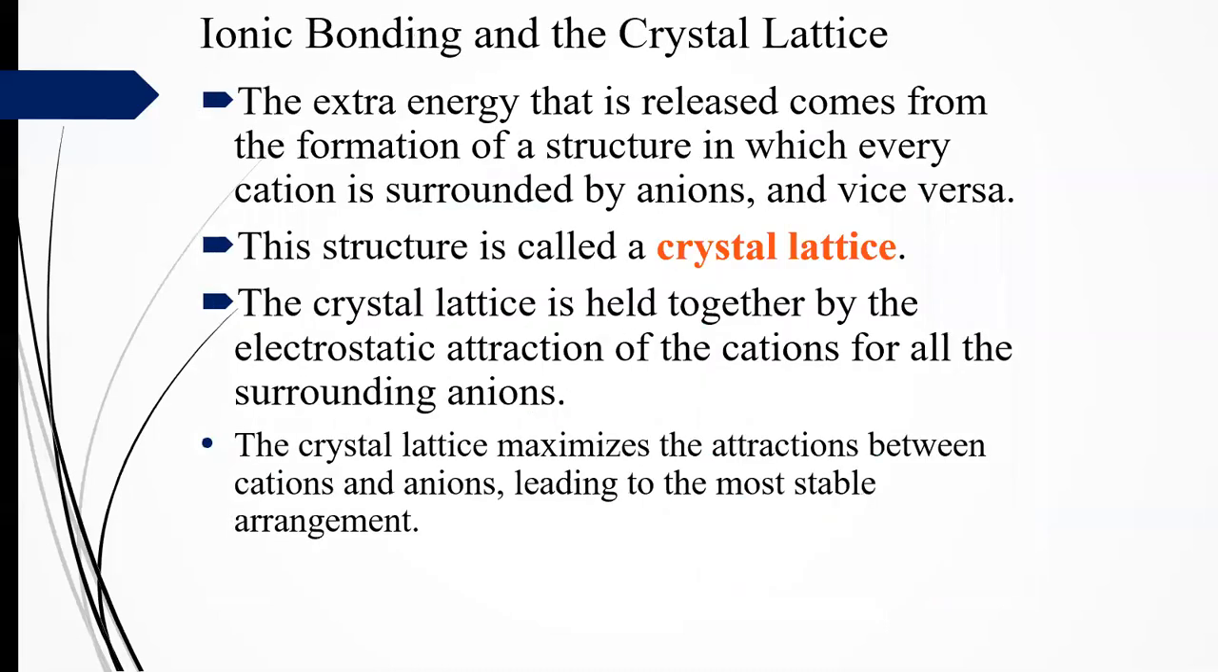And that's because we're not including the ionic bond that forms. So when the crystal forms, when our ionic compounds form, there's this extra energy that's released from the cation getting surrounded by anions and the anions being surrounded by the cations. This is called the crystal lattice. And so it's held together by that attraction between the cations and all of their anions.